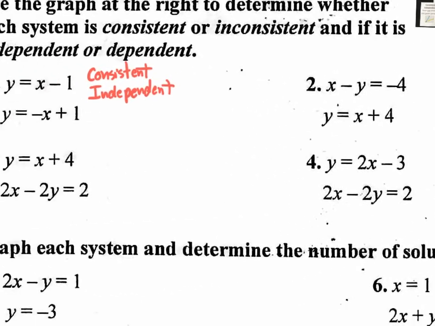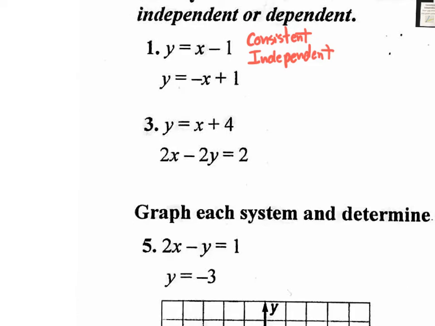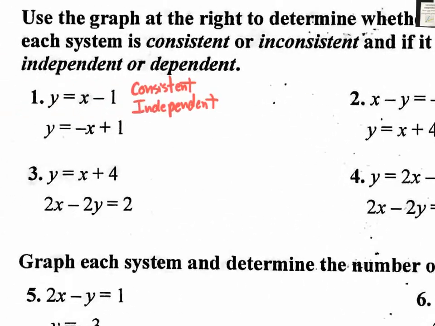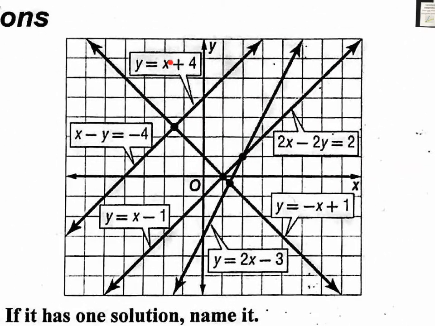Let's just do a couple more of these. Let's look at number 3. This one's given in standard form: 2x minus 2y equals 2, that's this line. And the other one, y equals x plus 4, is this line up here. I might as well draw them in a different color so you can see it. So y equals x plus 4 is this line right here, and 2x minus 2y equals 2 is that one right there.